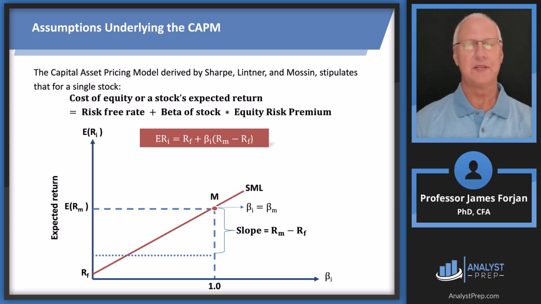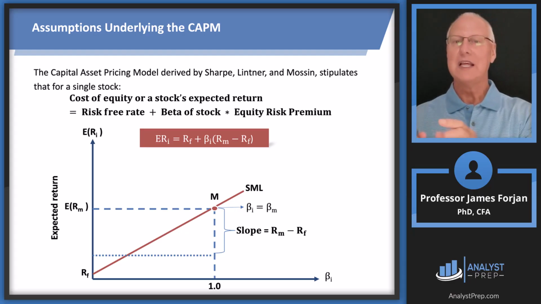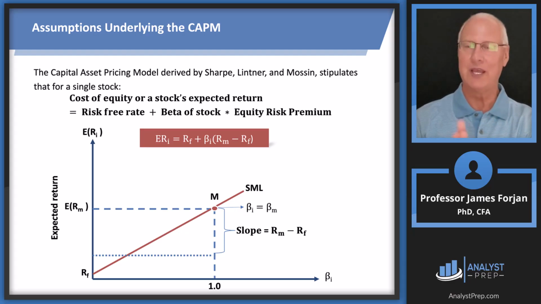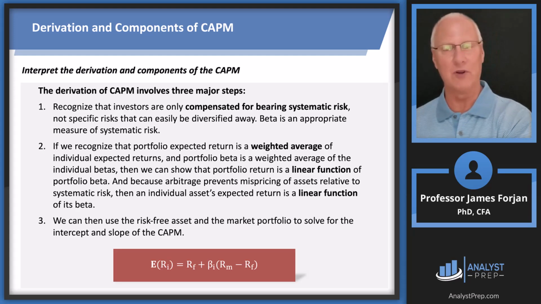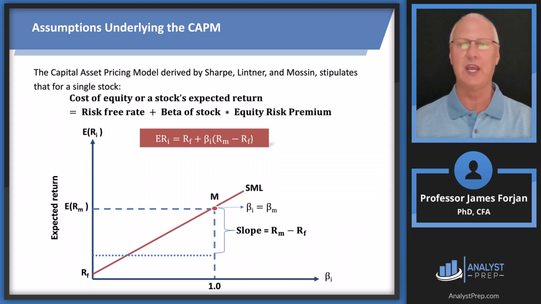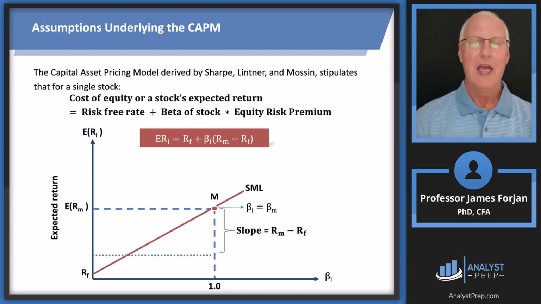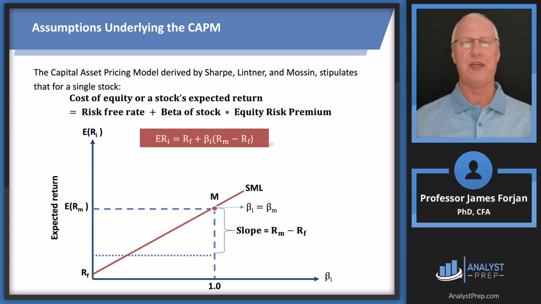All right, there's the repeat of the capital asset pricing model equation. Notice up above the box, we have risk-free rate plus the beta times the equity risk premium. Now I called it back here the market risk premium, so make sure you can interchange those two terms. And we can draw a picture of this thing.